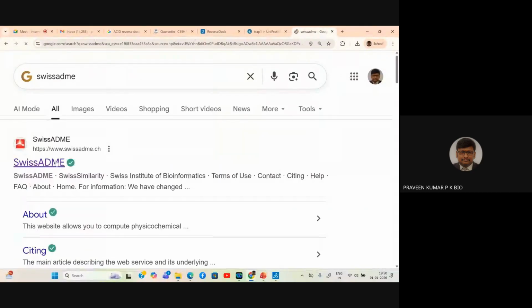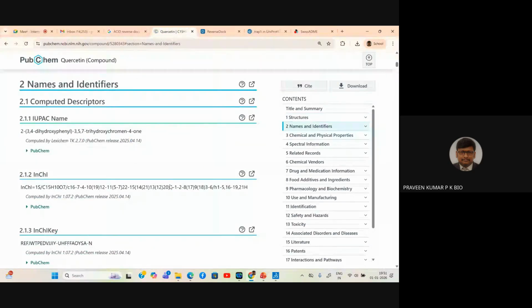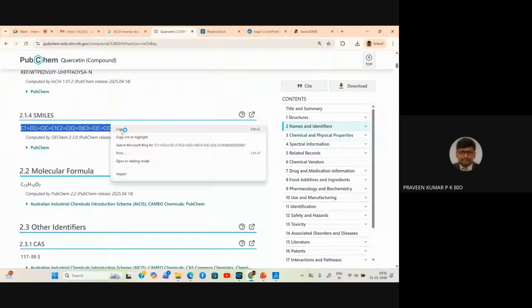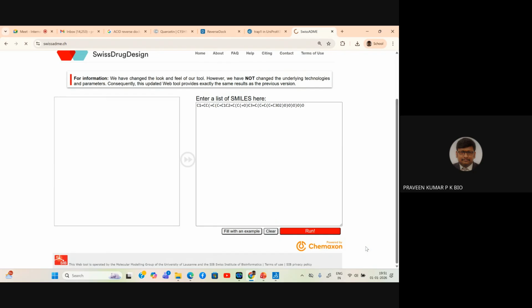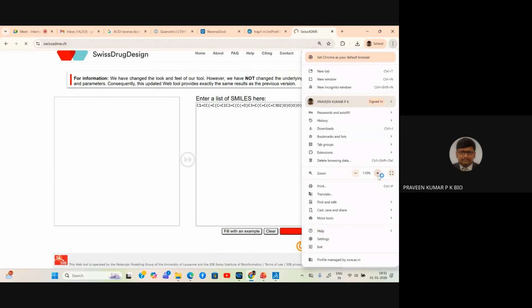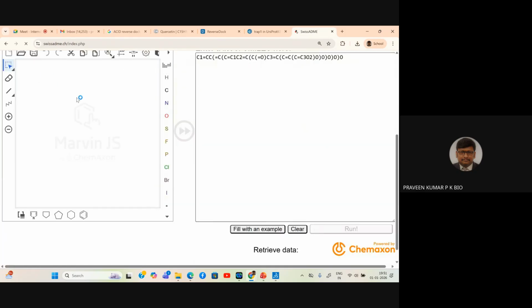In SwissADME, we have to feed the canonical SMILES format of the chemical compound. So I go to SwissADME and then I type this SMILES format. The SMILES format is available here. Copy this SMILES format and paste it here. Now you click run. I increase the size of the window. In Google, if I type SwissADME, it directly takes you to this URL. After SwissADME, you will be trying other tools also.